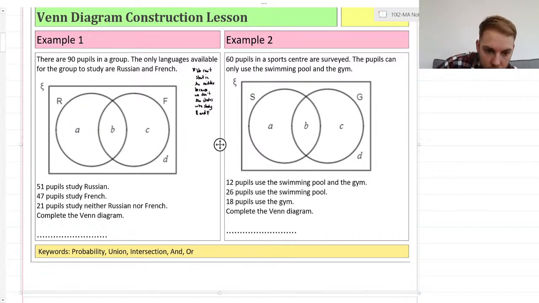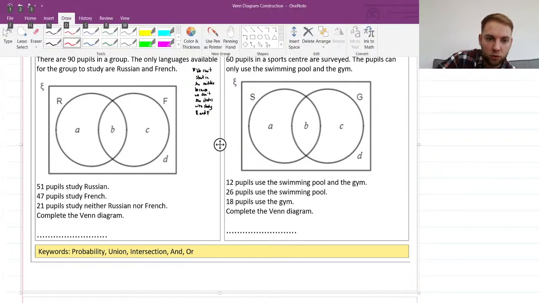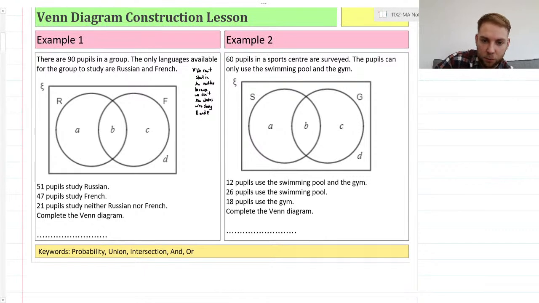Okay, but what we can do is put in the 21, which is outside. So 21 is people who don't study Russian or French. So straight away I can put 21 outside there, because we know that 21 people don't study Russian or French. So 21 must go outside.